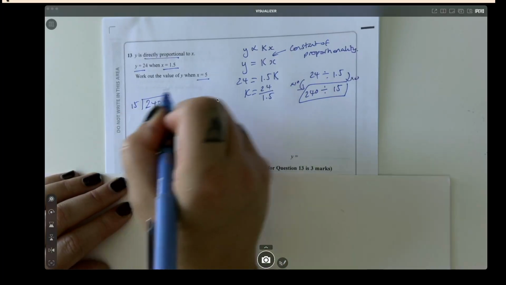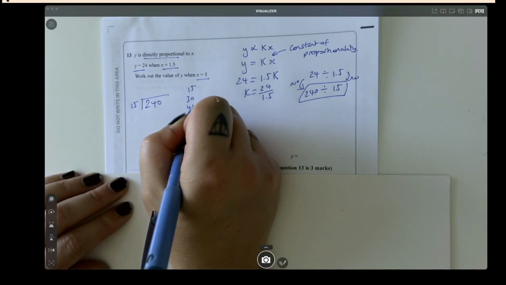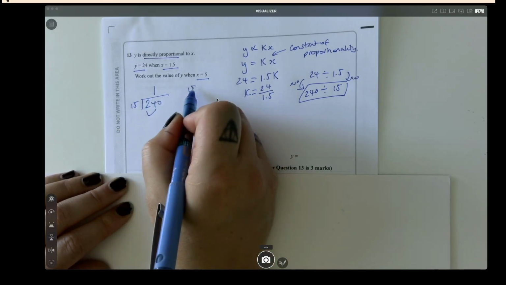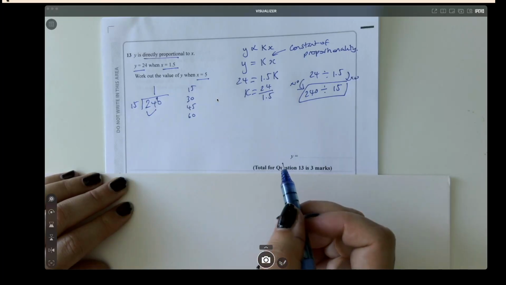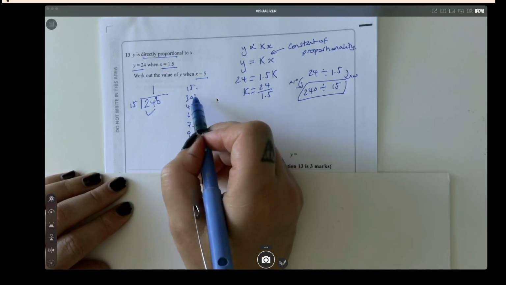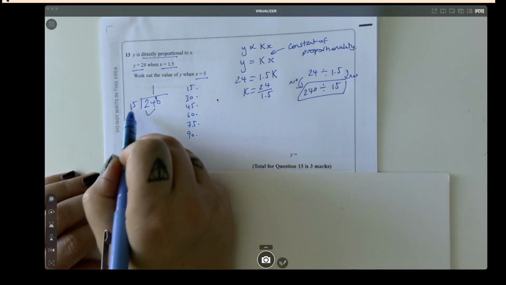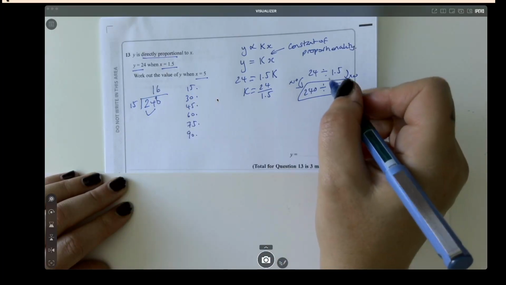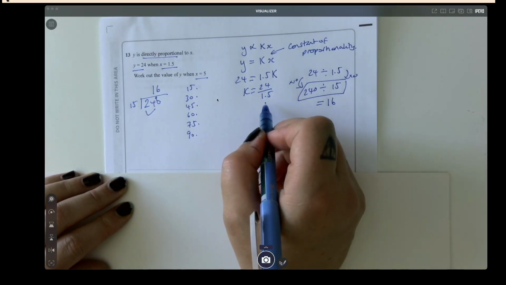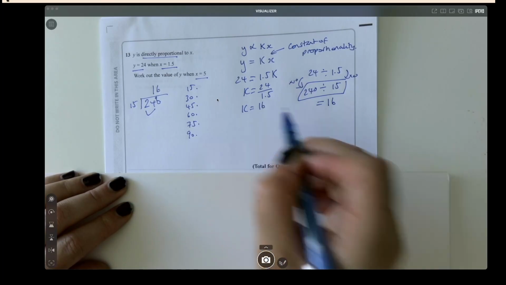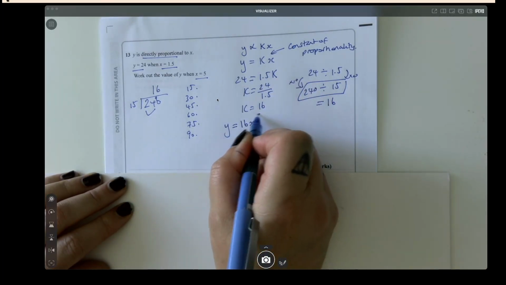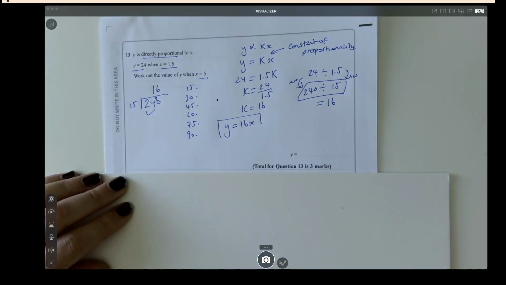240, 15, 15, 30, 45, 60. 15 into 24 is 1, and to get from 15 to 24 it's a remainder of 9, so 90. We need to go a bit further with these. There we go: 1, 2, 3, 4, 5, 6. 6 15s into 90. So 240 divided by 15 is 16. So 24 divided by 1.5 is also 16. So we can rewrite this as y equals 16x. This is the form that we're going to use now.